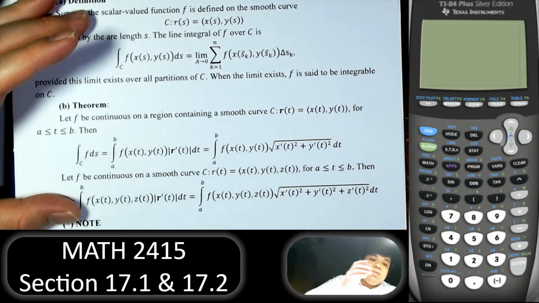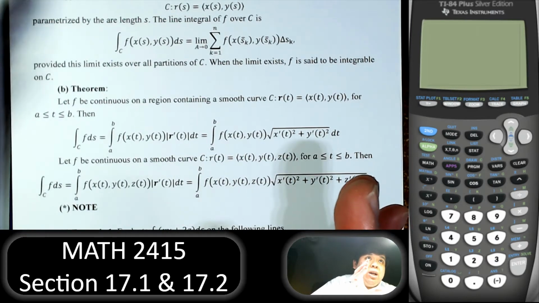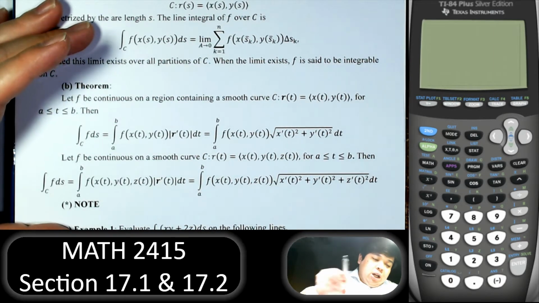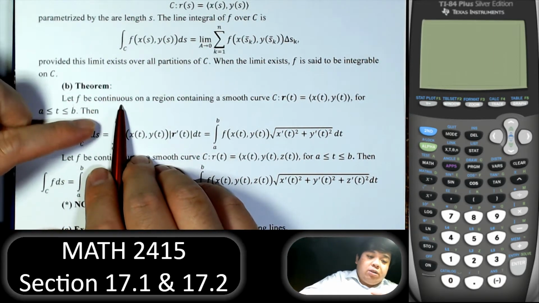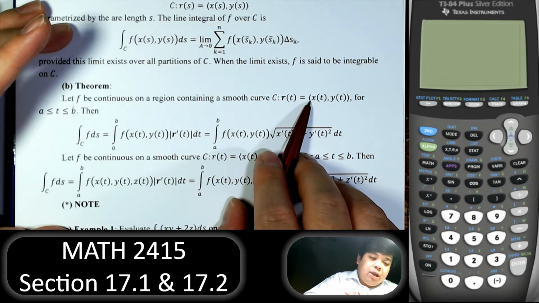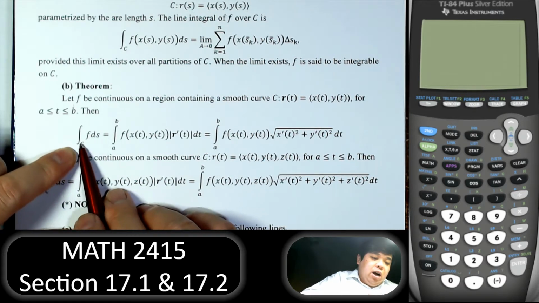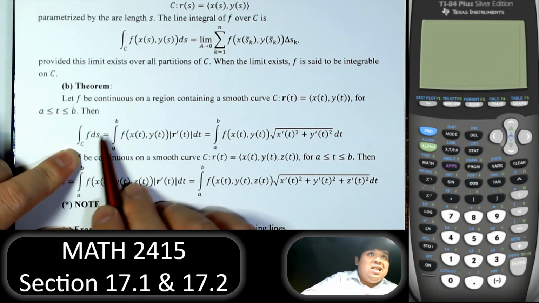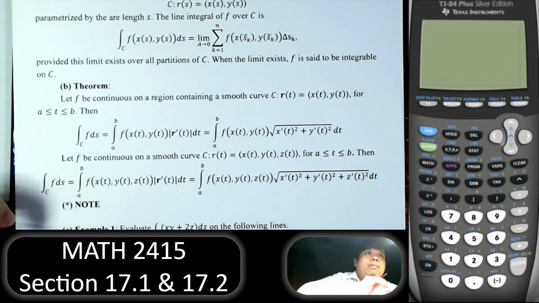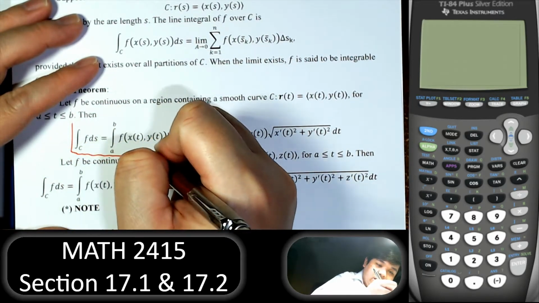Now, the next one is a lot more important. We explain what we need to calculate. The line integral in this case is the scalar form. Let f be a continuous function on the region of the smooth curve. Then the line integral of f along the curve C is given by that. So the calculation we need is going to be this.